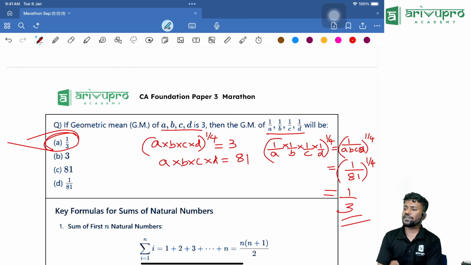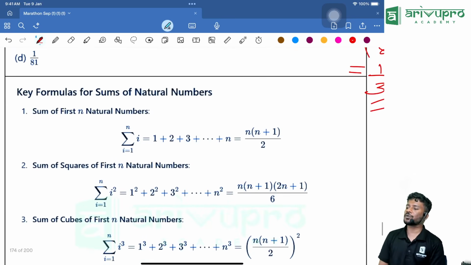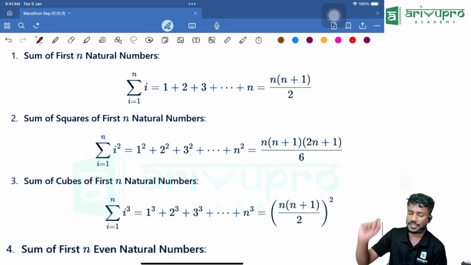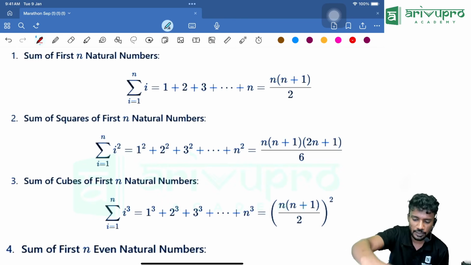Now, sum of n natural numbers. First, n natural numbers. What is the formula for that? n into n plus 1 divided by 2. Then, what is the sum of the squares of n natural numbers? n into n plus 1 into 2n plus 1 divided by 6. All these formulas are important.